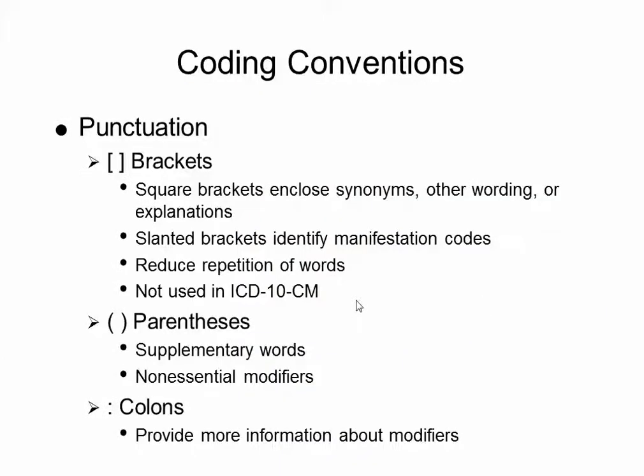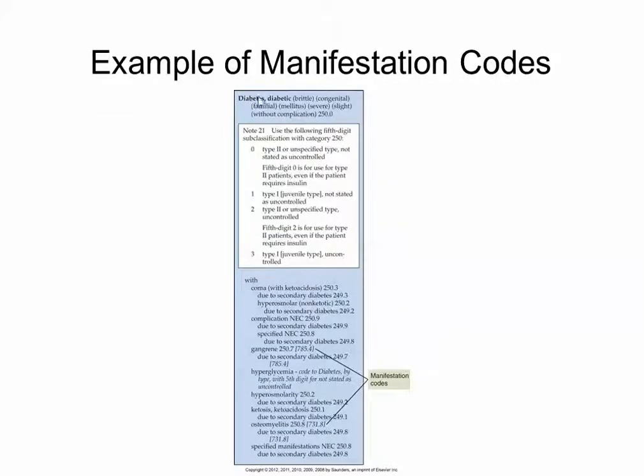Then we have parentheses. In parentheses, those are what we call non-essential modifiers. They're again extra information to help you decide whether or not you're in the right ballpark. So let's look here. Diabetic or diabetes. You see all these words right here? Brittle, congenital, familial, mellitus, severe, slight, without complication. Those are all words that you may see a physician write. You may see him write brittle diabetes, diabetes mellitus, severe diabetes, slight diabetes.